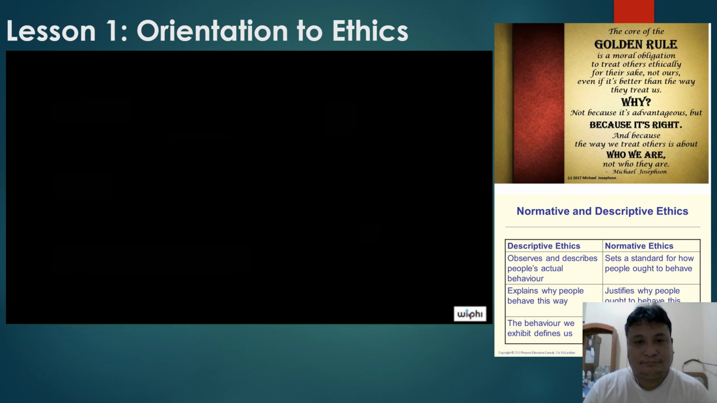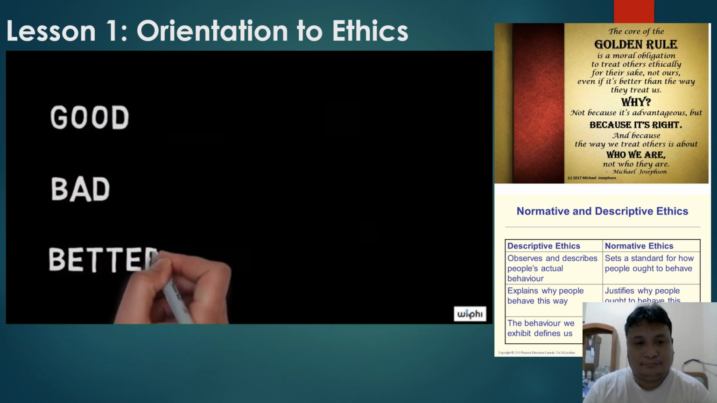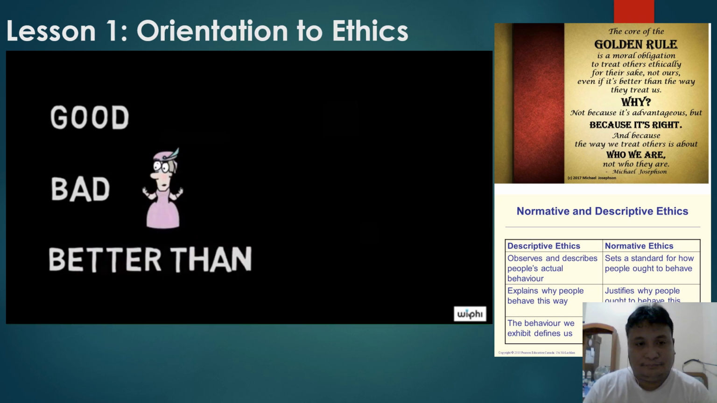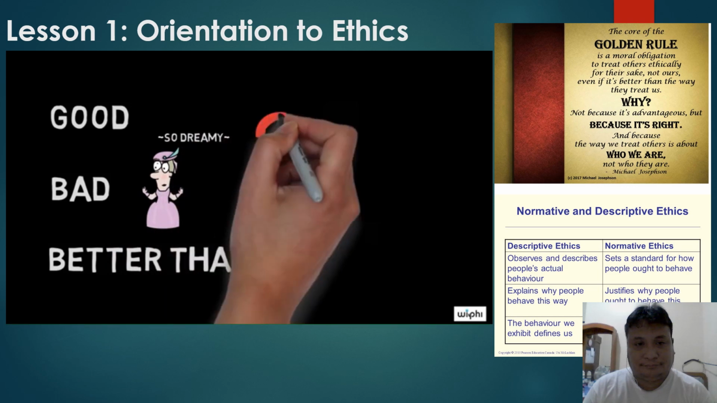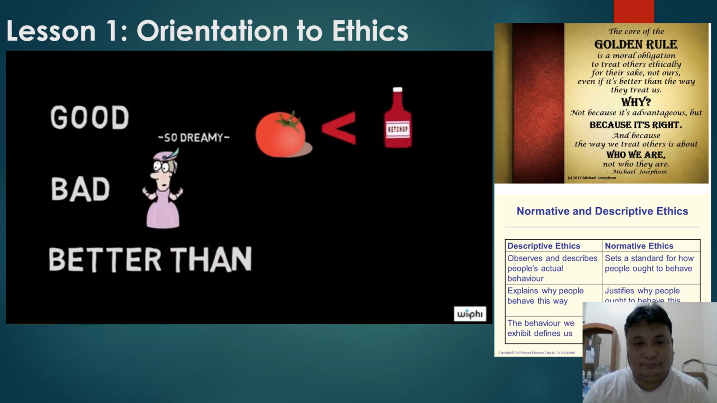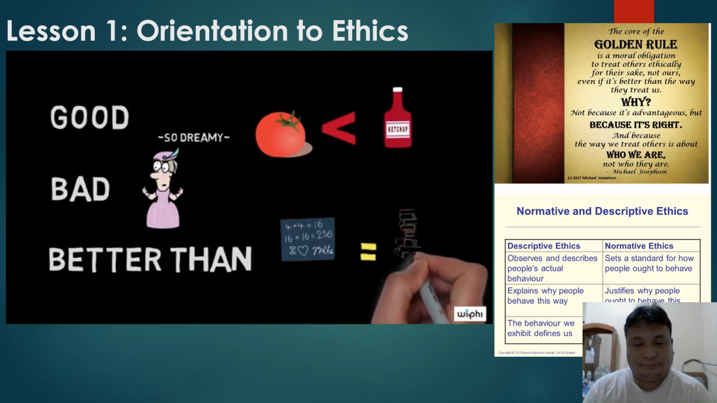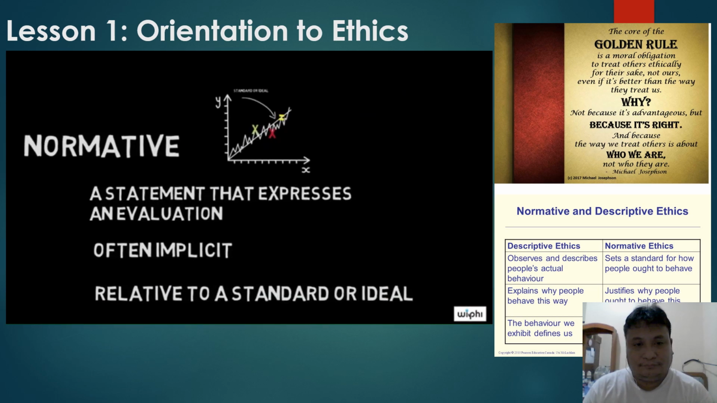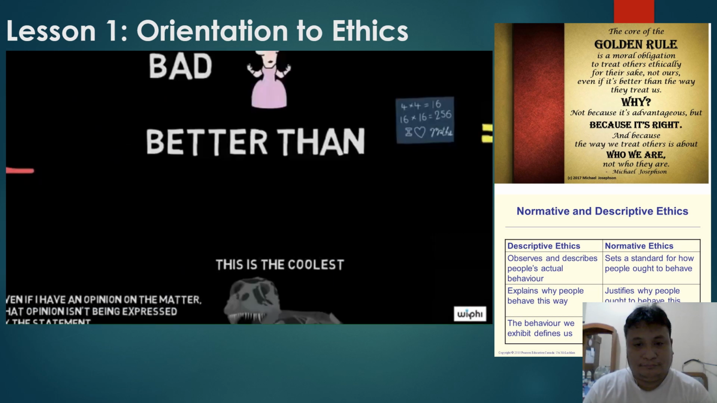When we make normative claims, we often use words like good or bad or better than. For example, Leonardo DiCaprio is a really good actor. That's a normative claim. Or that tomatoes taste bad, but ketchup tastes great. Or my math class is no better than and no worse than my English class. These are all normative claims. They contain an element of evaluation.